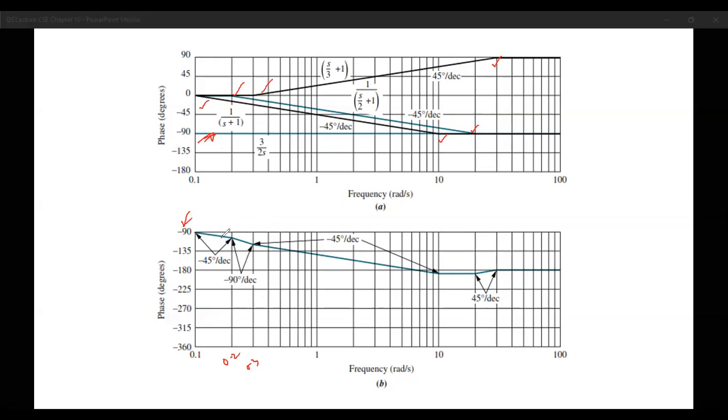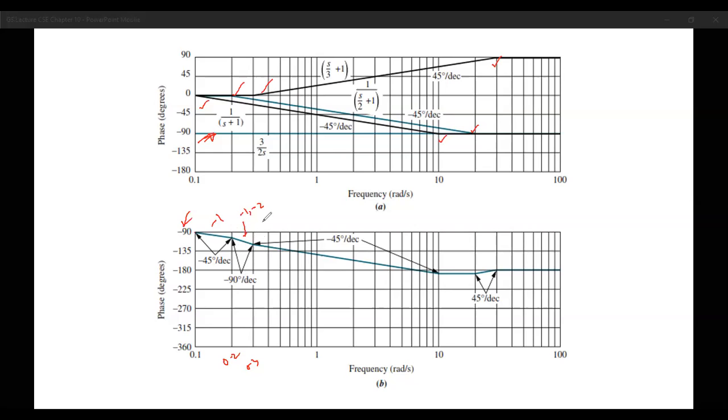Okay, so from point 1 to point 2, only the contribution of the pole at minus 1. So it will be 45 degrees per decade. In between point 2 to point 3, we have the contribution of minus 1 as well as minus 2. So basically 45 plus 45, so 90 degrees per decade it will be.